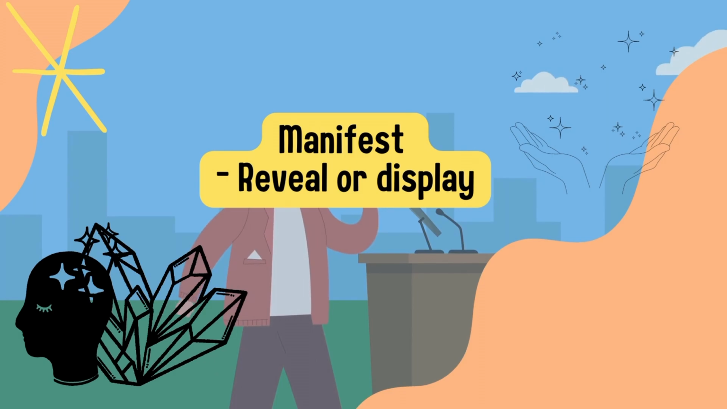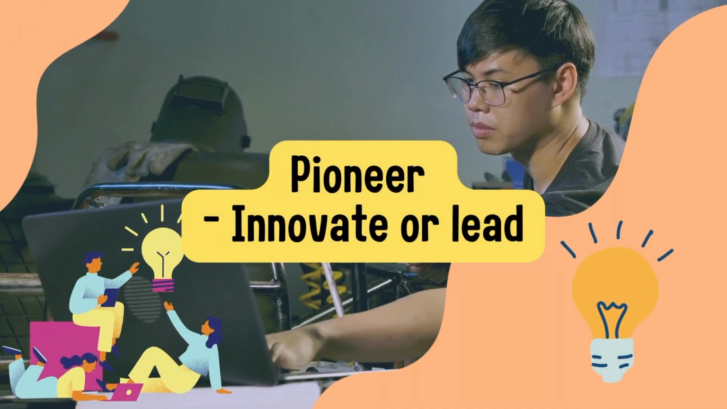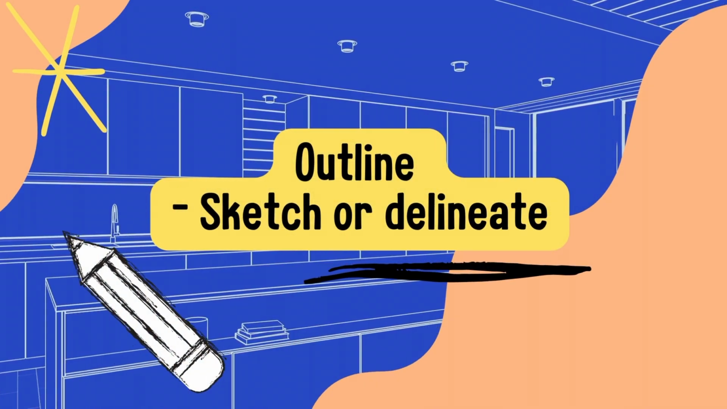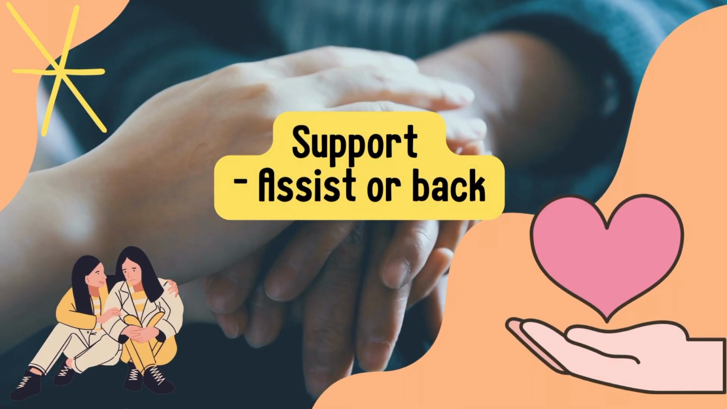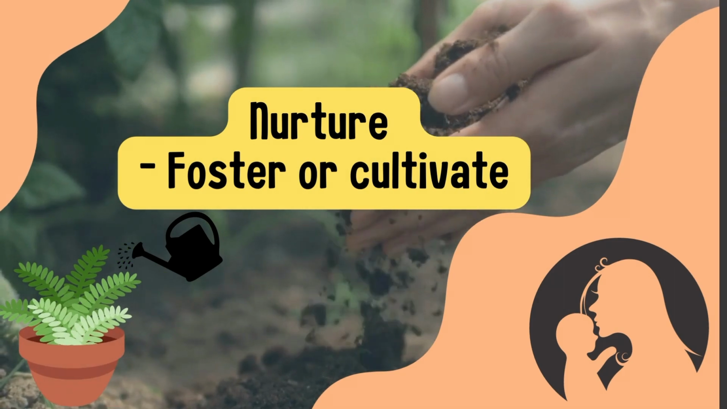Instead of manifest, you can also say reveal or display. Synonyms for pioneer are innovate or lead. For outline, you can also say sketch or delineate. Instead of support, you can say assist or back. For nurture, you can use foster or cultivate.